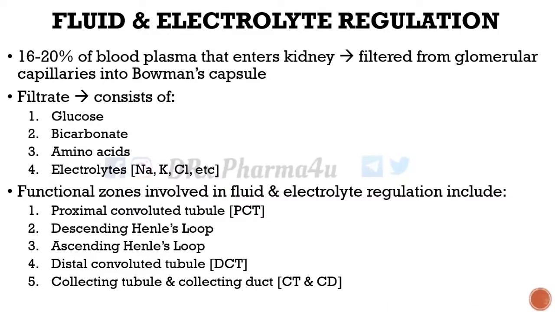The filtrate means the substance that is remaining after the filtration process. The filtrate consists of glucose, bicarbonates, amino acids, electrolytes, etc. The functional zones in the nephron that are involved in fluid and electrolyte regulation include the proximal convoluted tubule, known as PCT, the descending loop of Henle, the ascending loop of Henle, the distal convoluted tubule, known as DCT, and then the collecting tubule and collecting duct. We are going to talk about each of these anatomical areas, what their functions are, and what the effects are of the drugs that act on each particular functional zone.